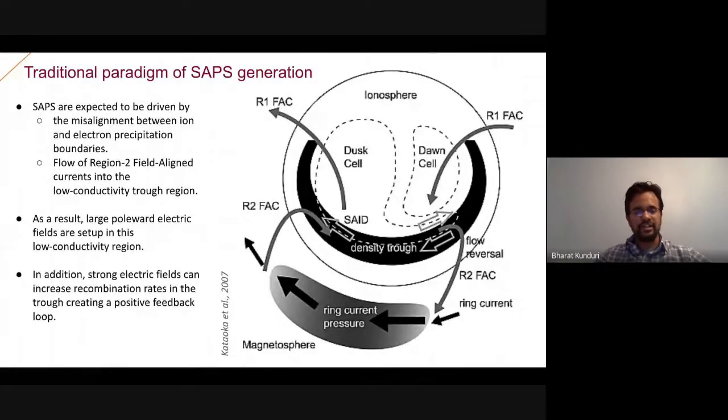So, SAPS are one of those unique features where there is an active ionosphere-thermosphere system contribution in plasma convection, at least at the sub-auroral latitudes. So that's the traditional paradigm.